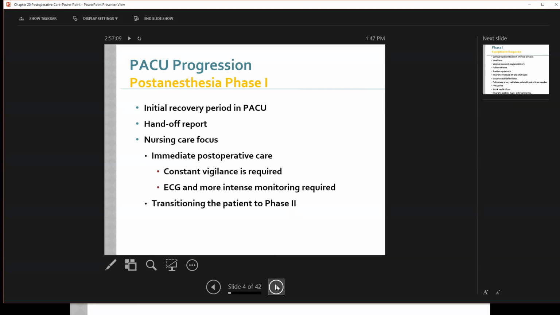The initial recovery period, phase 1. Handoff report is the first interaction that occurs. It is a standardized and interactive report from the anesthesia care provider to the postoperative care nurse. The ACP should stay in the PACU until the PACU nurse accepts responsibility for the care of the patient. Basic life-sustaining needs are the highest priority. The patient is most prone to complications at this time and requires constant vigilance.